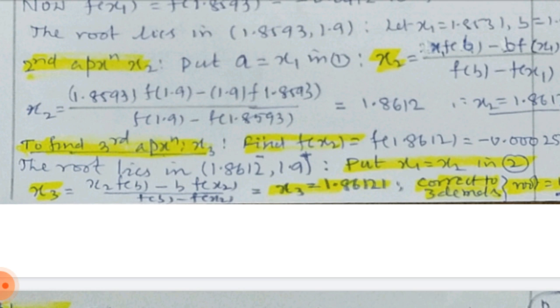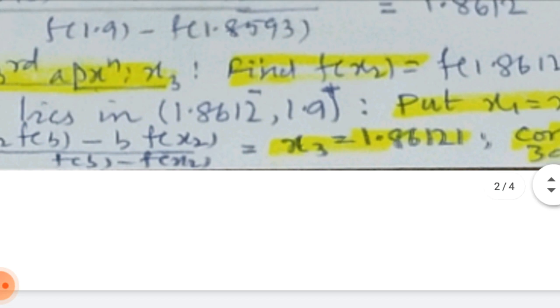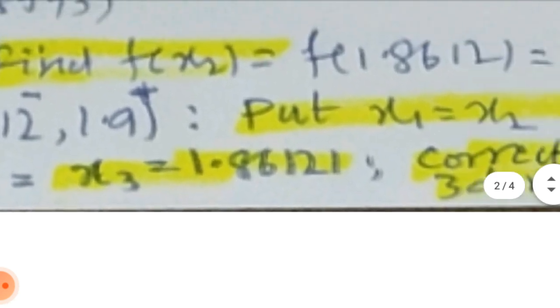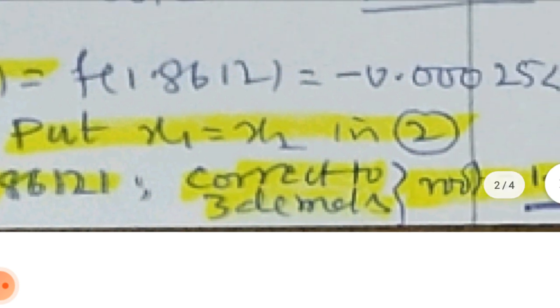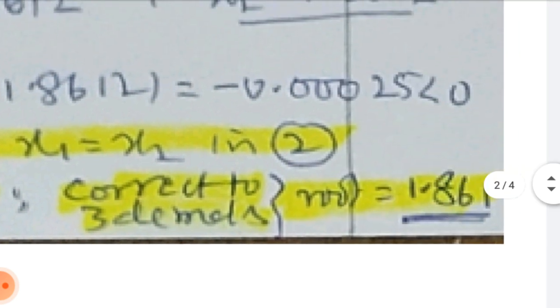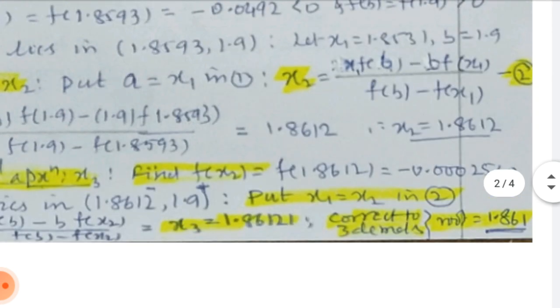So to find the third approximation, put x1 is equal to x2 in equation 2, that is in x2. We get x3 is equal to x2 into f of b minus b into f of x2 divided by f of b minus f of x2 is equal to, simplify this, substitute the values for x2 and b. Therefore we get x3 is equal to 1.86121. Correct to 3 decimal places, the real root of the given equation is 1.861. OK, this is problem 3. Next, come to the next problem.